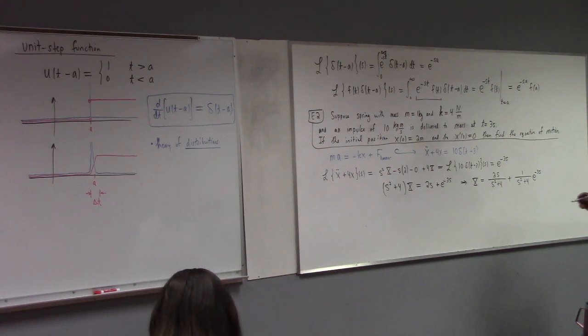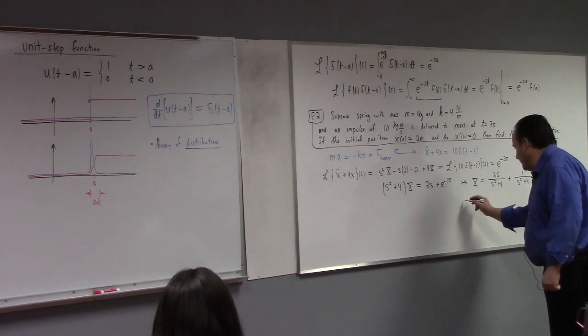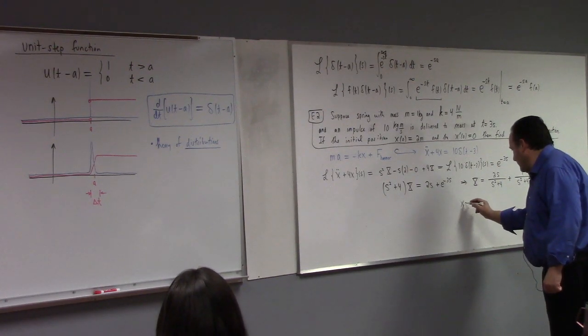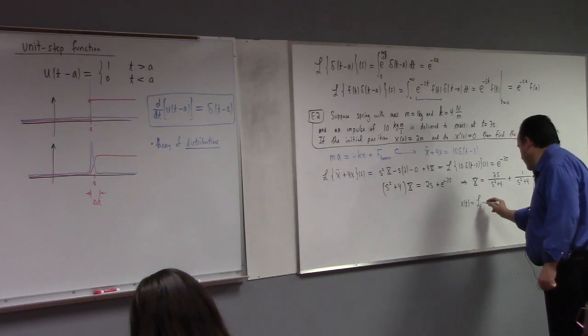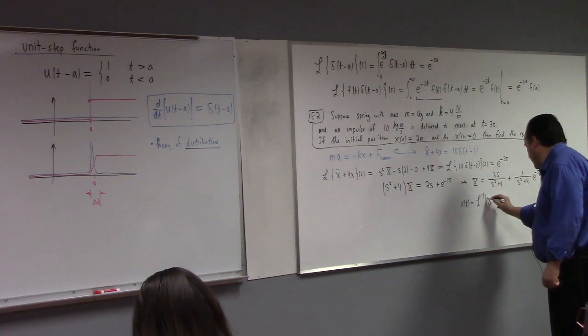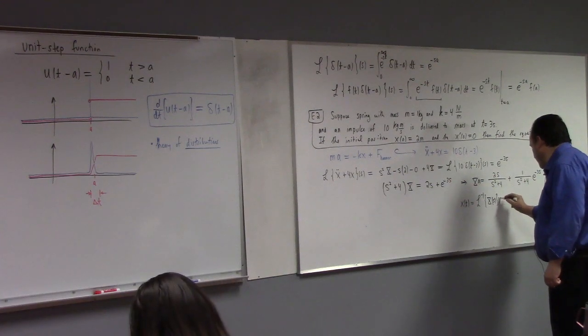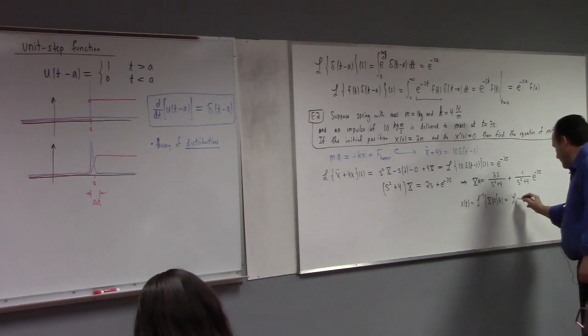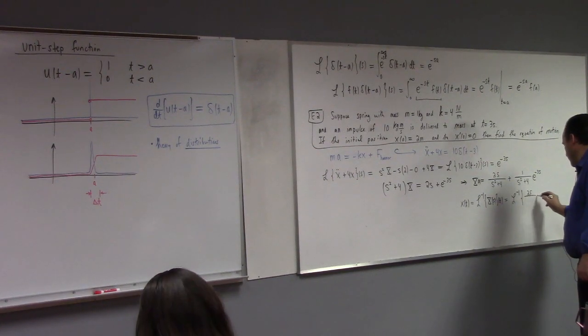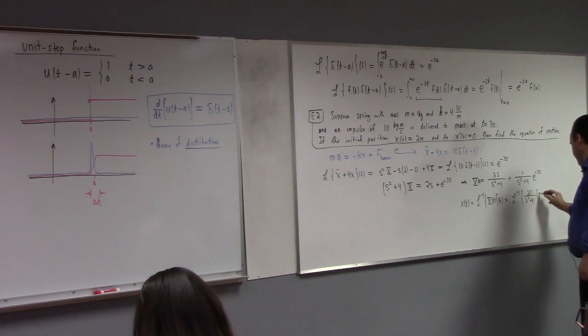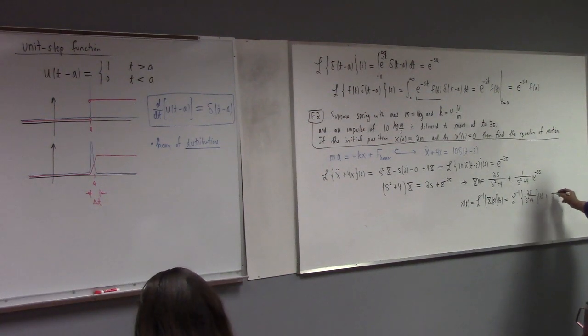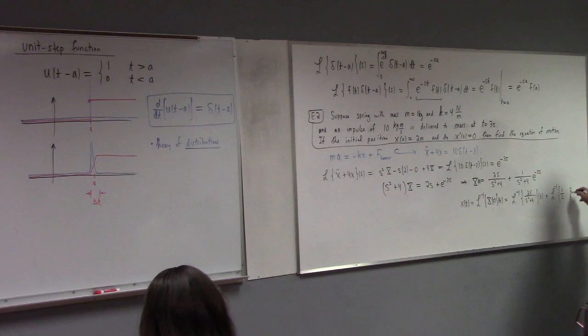Now we take the inverse transform. So the solution we're looking for, x of t, is in fact the inverse transform of this big X, right? And so we've got the inverse transform of 2s over s squared plus 4, plus the inverse transform of, let us say, 1/2 of 2 over s squared plus 4 times the exponential.